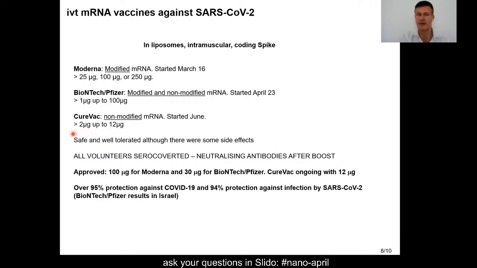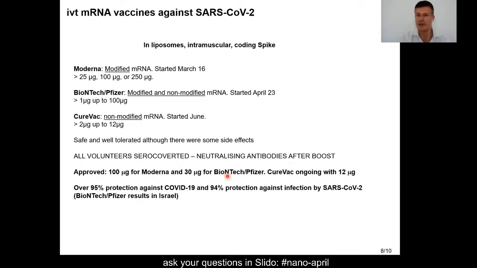The phase 1 studies are published, and they have shown that this formulation of mRNA in liposome at these different dosages is safe and well tolerated, although there were some side effects, which is expected for a strong vaccine inducing a strong immune response. Importantly, all volunteers seroconverted, even at the very low dose of the vaccine. And there were neutralizing antibodies after the boost at the doses used for the phase 3 study. So, for the registration, it is 100 microgram of mRNA for Moderna and 30 microgram of mRNA for BioNTech. CureVac is ongoing in its phase 3 study with 12 microgram of non-modified mRNA.